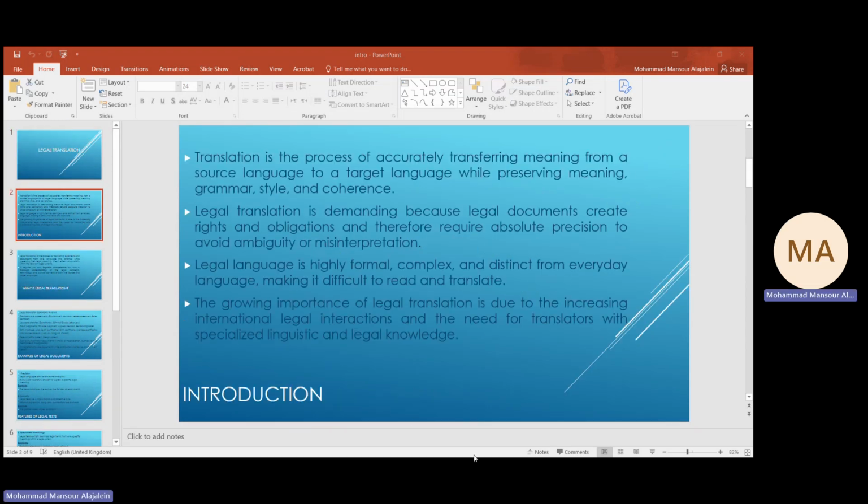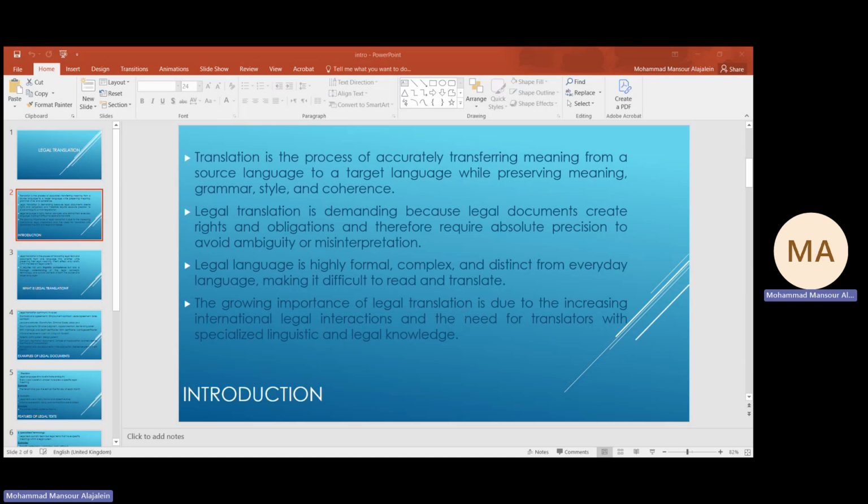Okay, so for the introduction, we know that translation generally means transferring meaning from one language to another while maintaining the original message. So a good translation is not simply replacing words with their dictionary equivalents, but it communicates the same meaning, tone, and purpose as appeared in the original text or source text. So legal translation is much more demanding because legal documents create rights, duties, and obligations. So if a legal translator makes a mistake, this would lead to financial loss, legal disputes, or even imprisonment.